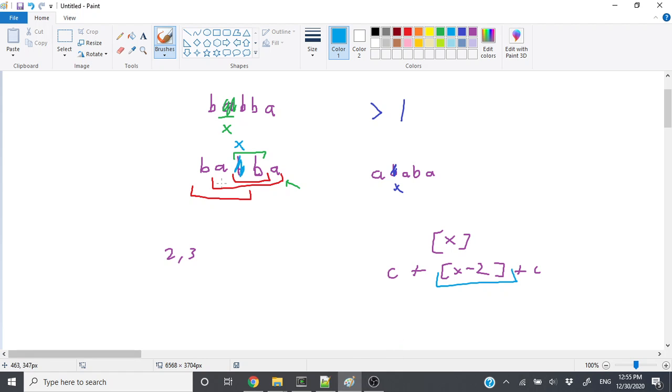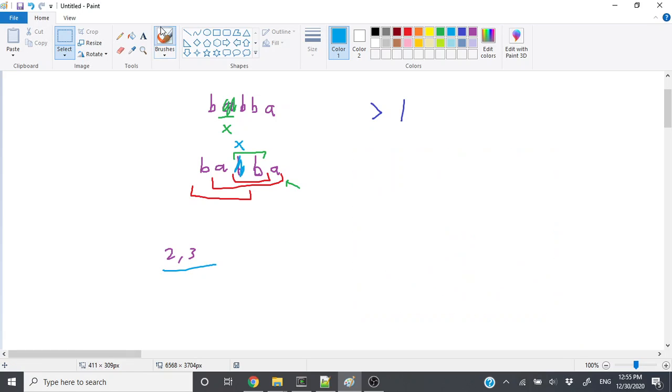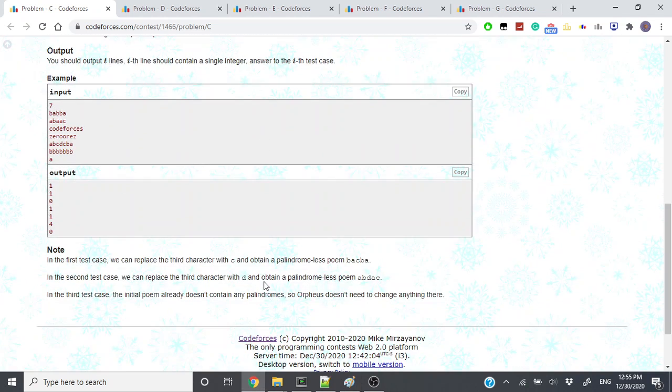So we only care about palindromes of length 2 and 3. With that in mind, how do we change the answer? How do we find a solution for that? And the answer is we can simply greedy it.